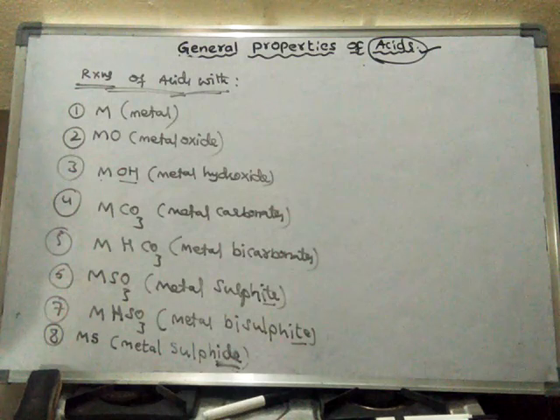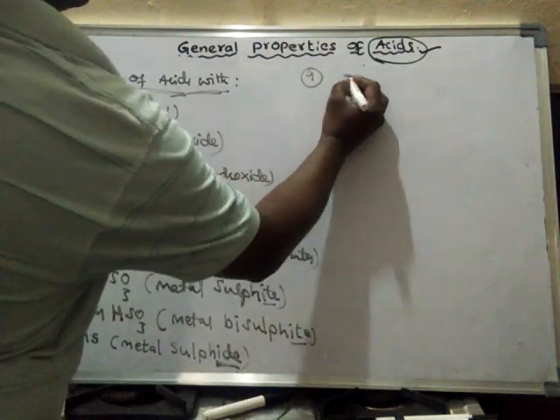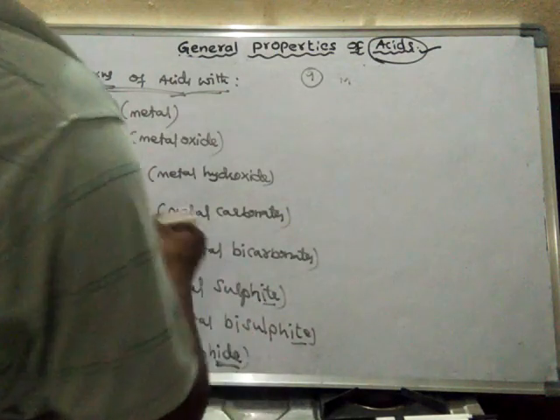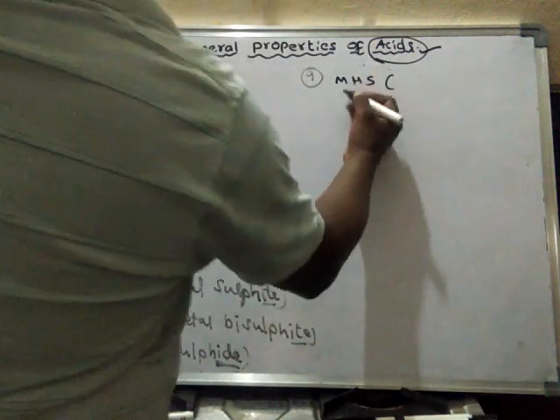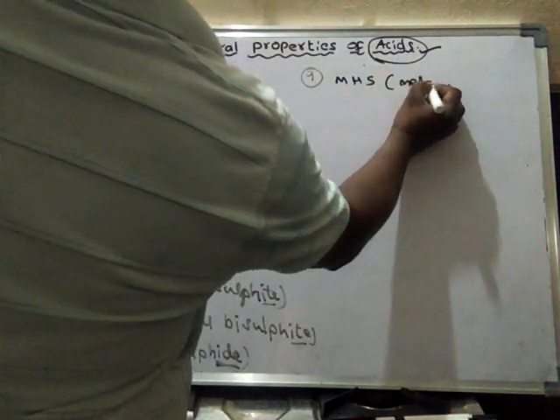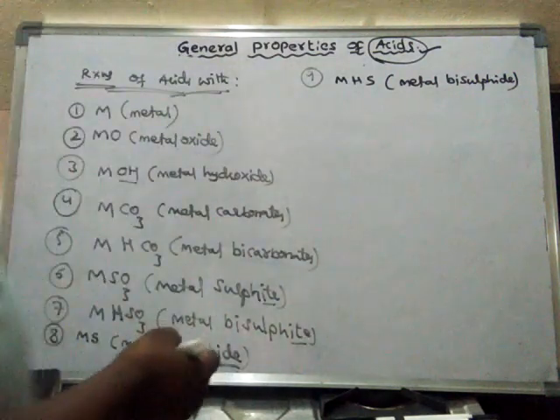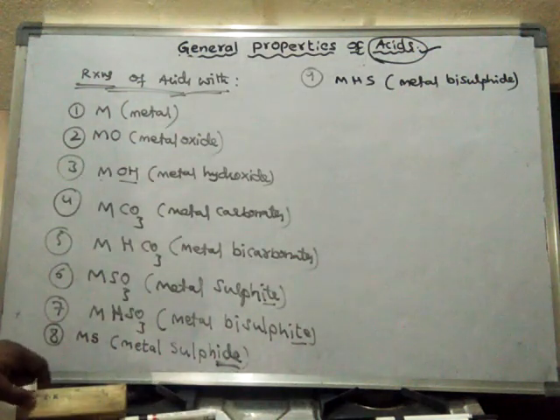Okay, next reaction of acids. So like this, metal sulfide. Okay, even metal hydrogen sulfide. Reaction of acids with the metal hydrogen sulfide, or else metal bisulfide. So we will learn all these things, how the reactions of acids will be with all these materials.